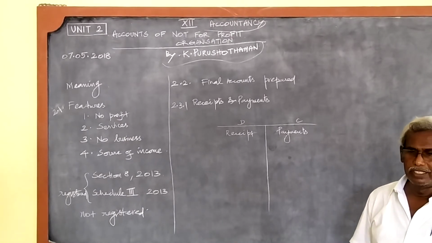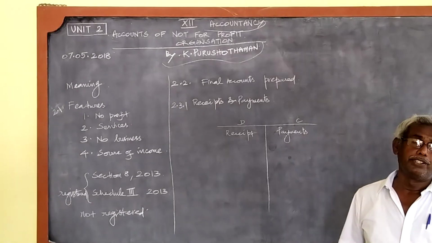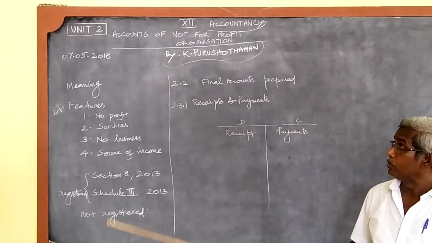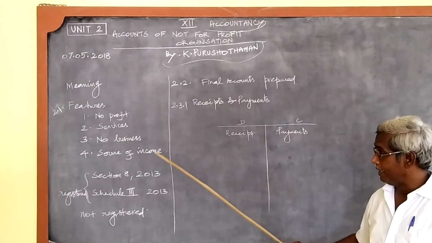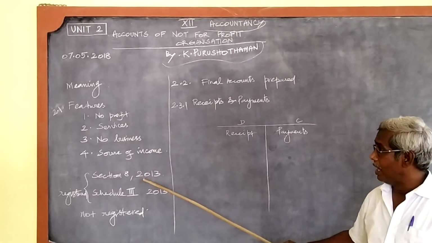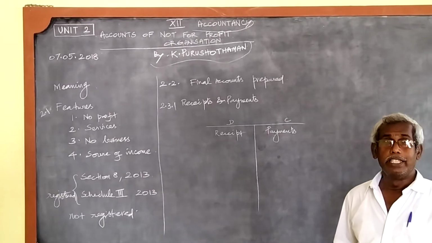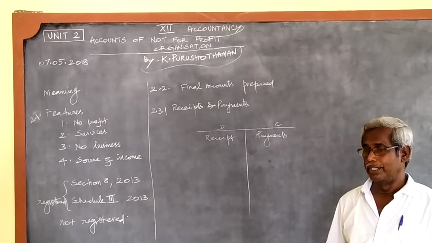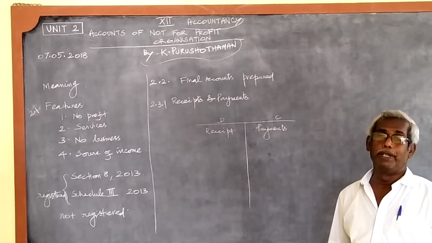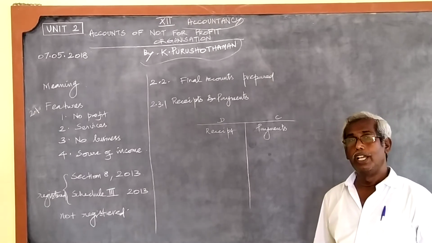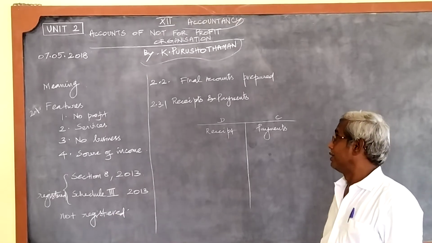then they need not prepare an income and expenditure account or a balance sheet. Only if those organizations are registered under section 8 of the Companies Act, will they have to prepare an income and expenditure account and the balance sheet. If they are not registered, they need not prepare them. This is another very important point.